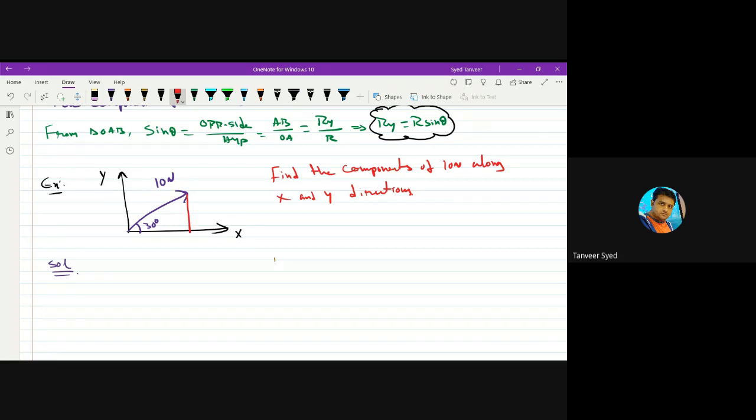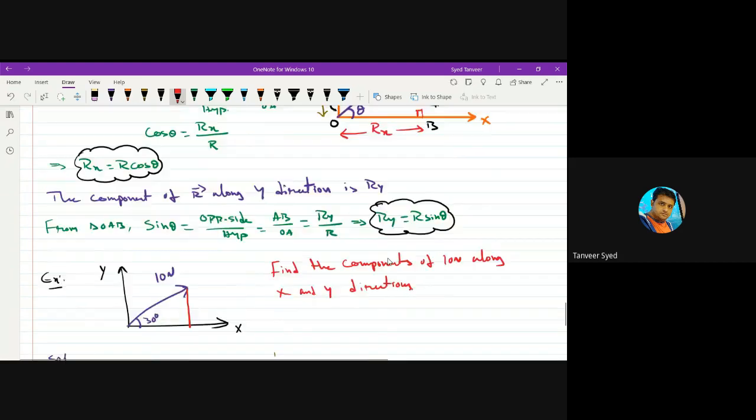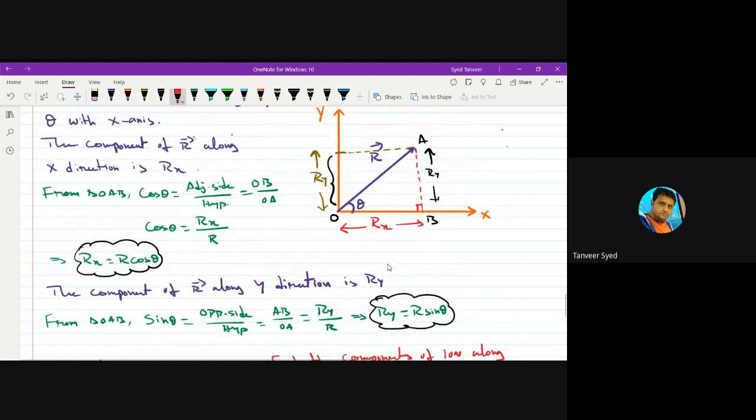Remember one important point here. We'll get two components. One is r cos theta and the other r sin theta. What is r? Magnitude of the given vector. And what is theta? Angle made by the given vector with horizontal. Mostly it will be x-axis. It can be even y-axis also. Using these two things, we have to find Rx and Ry.